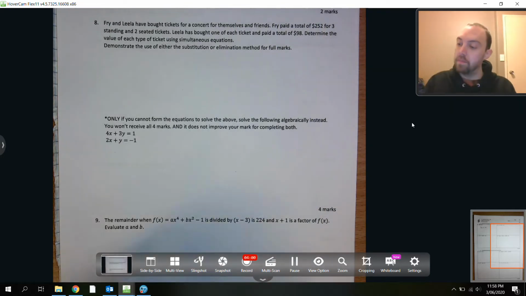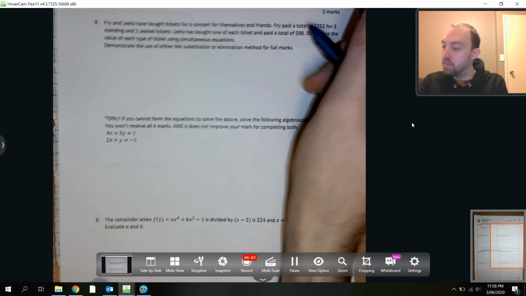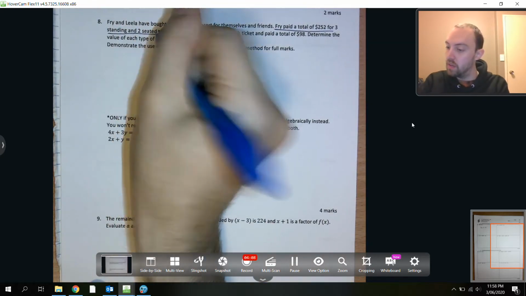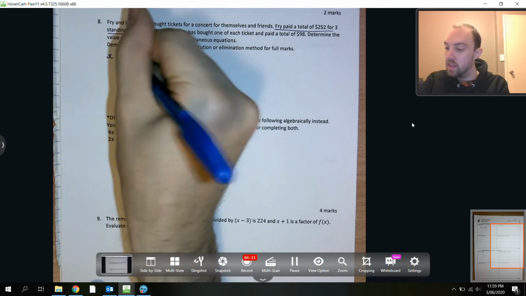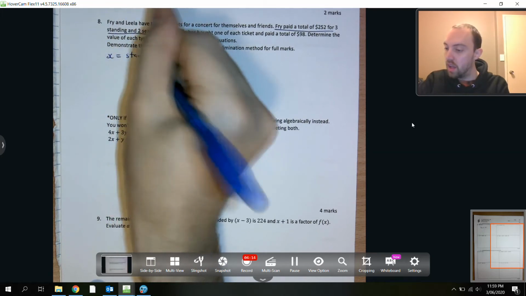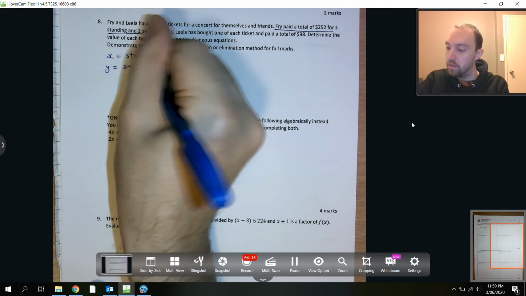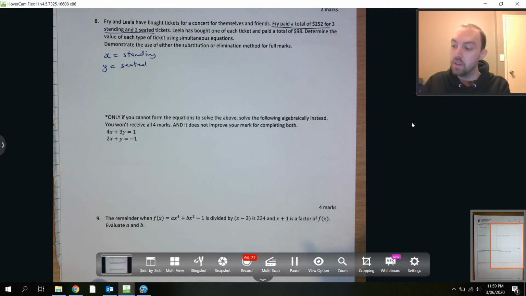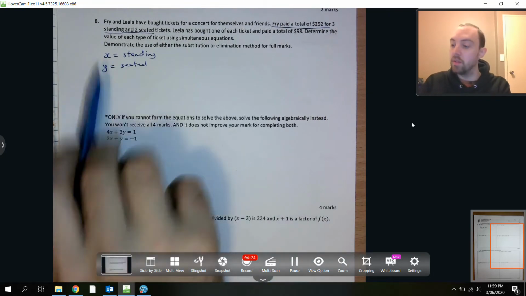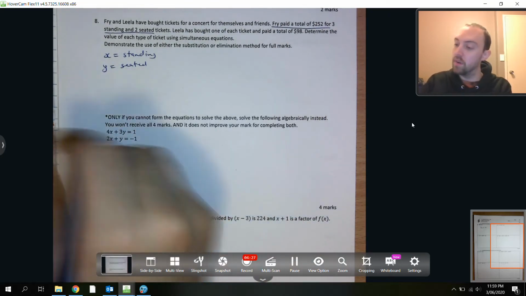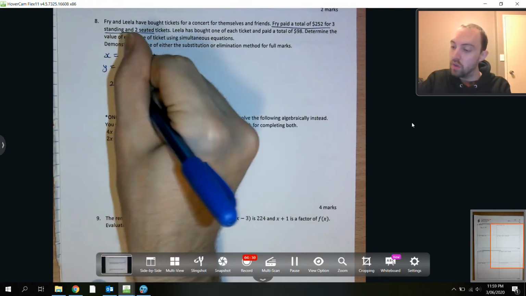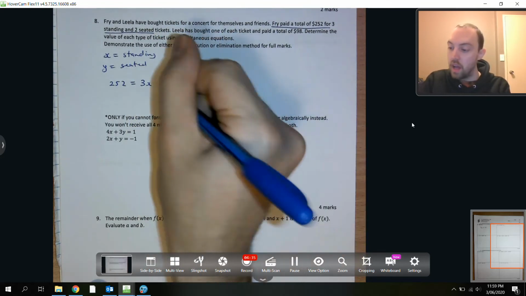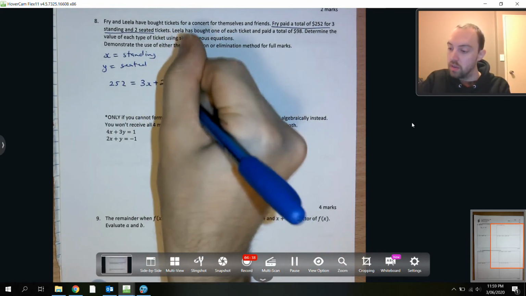Alright, well, we don't have any equations. We do have a bit of information. We've got Fry paid a total of $252, 3 standing, 2 seated. So I'm going to say X is standing, Y is seated. I'm just defining my variables first off so that I can talk about a relationship in terms of letters rather than the words themselves. So I've got 252 is equal to 3 standing and 2 seated.